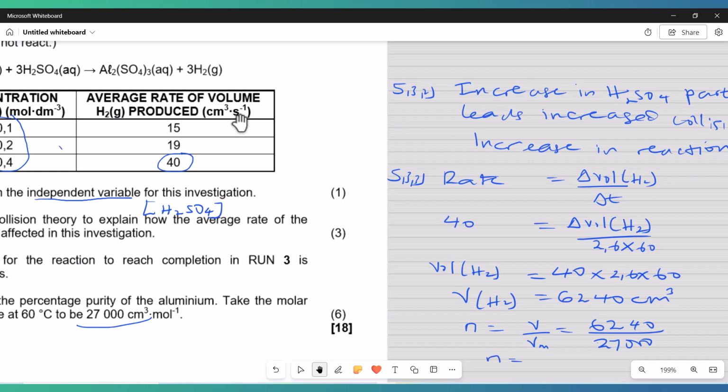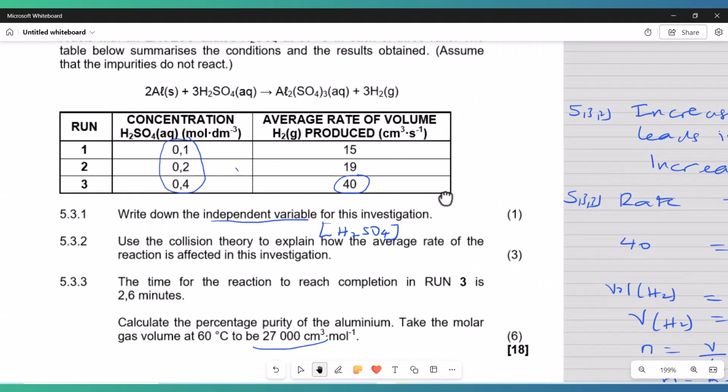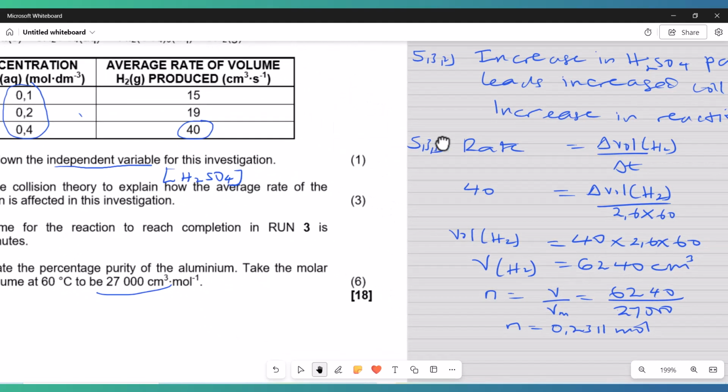Calculators, what do you get there? With my calculator, I'm getting 0.2311 moles of hydrogen. Now if I look at my mole ratio and compare hydrogen to aluminium, because the question is about aluminium, this is 2 moles to give 3 moles. So the mole ratio is 2 to 3 for aluminium and hydrogen.